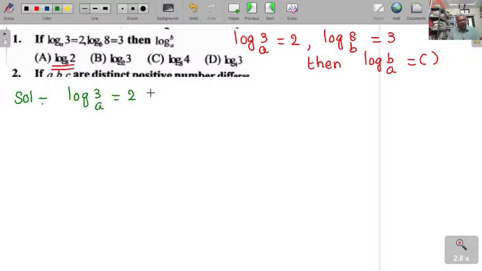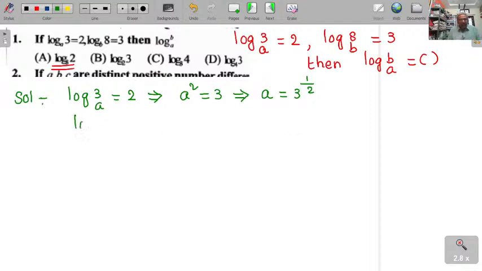This is a logarithmic form. Let us write the exponential form. So you can write here a square is equal to 3. So we can write a is equal to 3 to the power of 1 upon 2, or root 3. A in terms of 3 we have written.